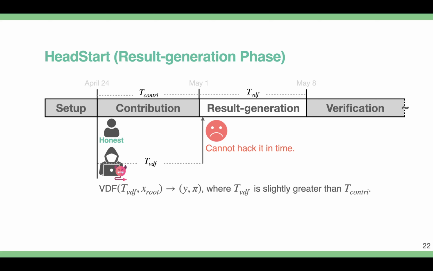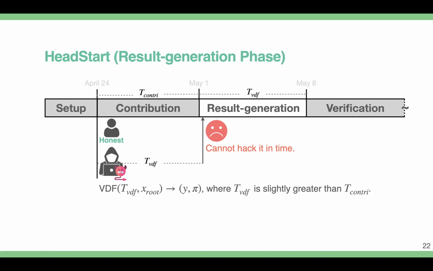As a result, even in the worst case, when the only honest participant is present at the start of the contribution phase, the adversary still cannot pre-compute the random result before the end of the contribution phase, because the VDF is set to be longer than the duration of the contribution phase. Therefore, for the adversary, there's no better way than randomly guessing his contribution.